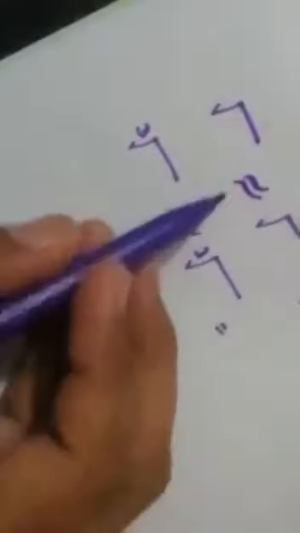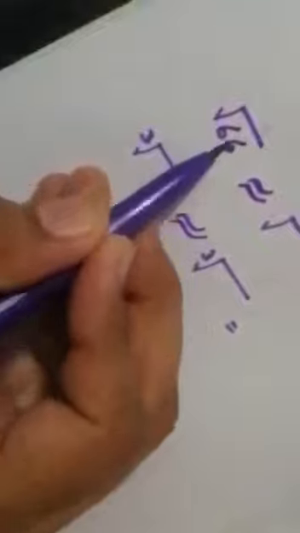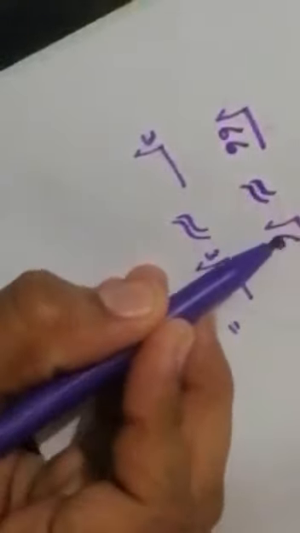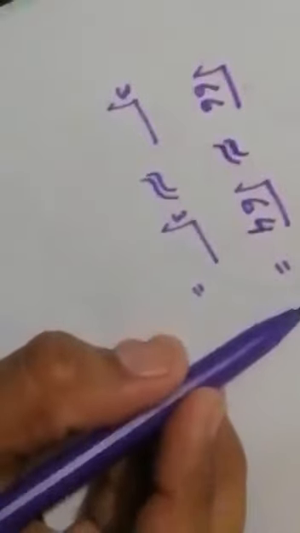We know that 66 is close to 64, and 64 is a perfect square. So we can solve this: they are saying find the square root of 66. We know that 66 is close to 64, and the square root of 64 is 8.